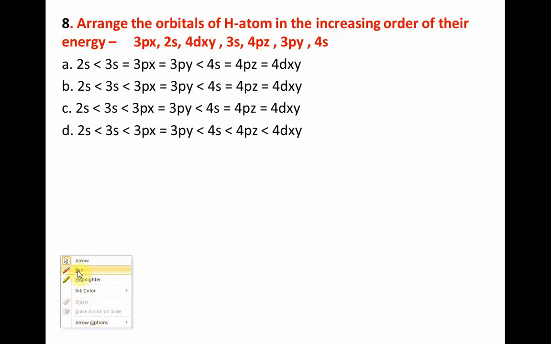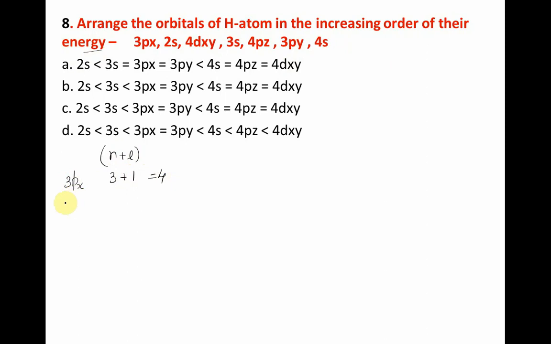Now go through the next question. Arrange the orbitals of hydrogen atom in the increasing order of their energies. We will use here the n plus l rule. 3px, p orbital means l is 1, so 3 plus 1 is equal to 4. Then 2s, 2 plus 0, that is equal to 2. How? If l is equal to 0, 1, 2, 3, these are s, p, d, f, based on that.